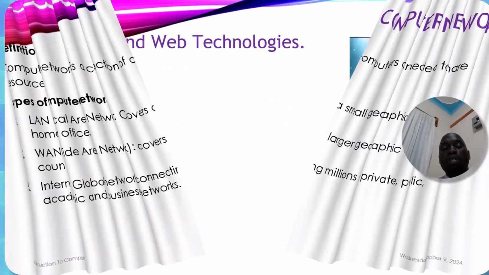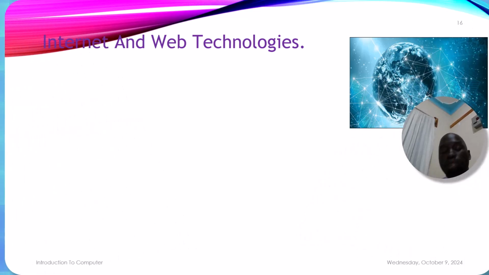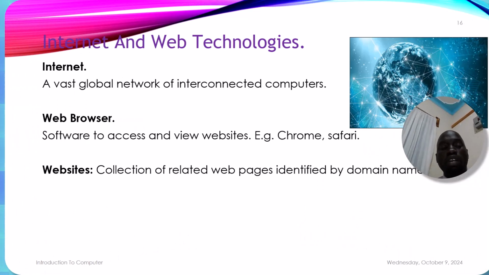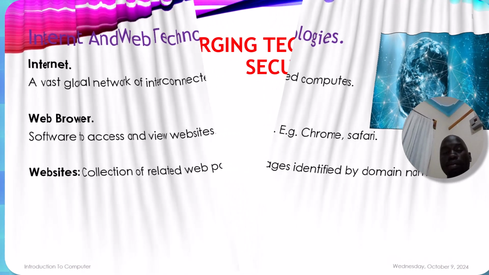So we are going to look at internet and web technologies, where we say the internet is a vast global network of interconnected computers. A web browser is software used to access and view websites, for example, Chrome and Safari. Then a website is a collection of related web pages identified by a domain name.